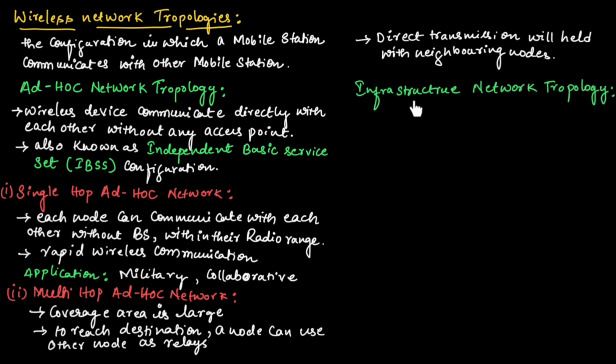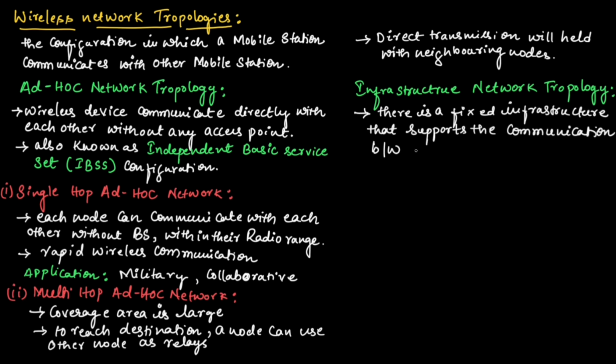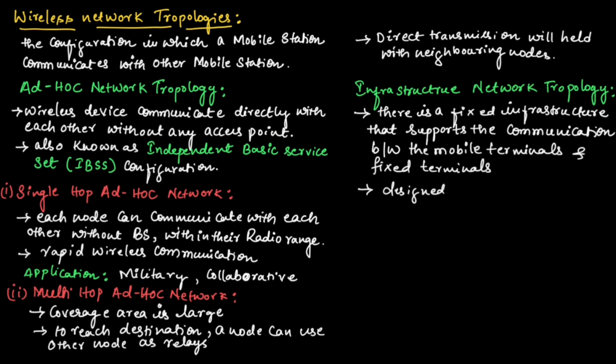The second type of wireless network topology is infrastructure network topology. In this type of network topology, there is a fixed infrastructure that supports the communication between the mobile terminals and fixed terminals. These topologies are normally designed for large coverage areas.